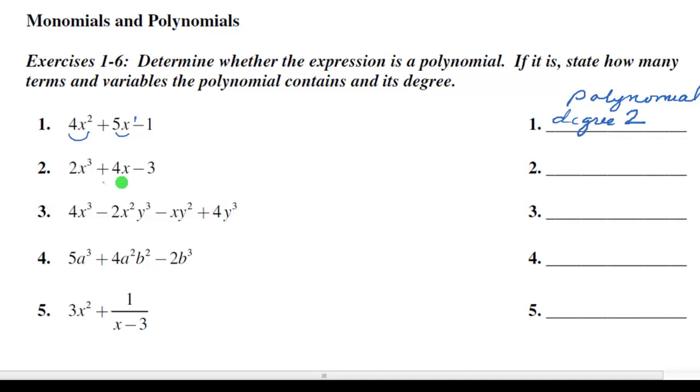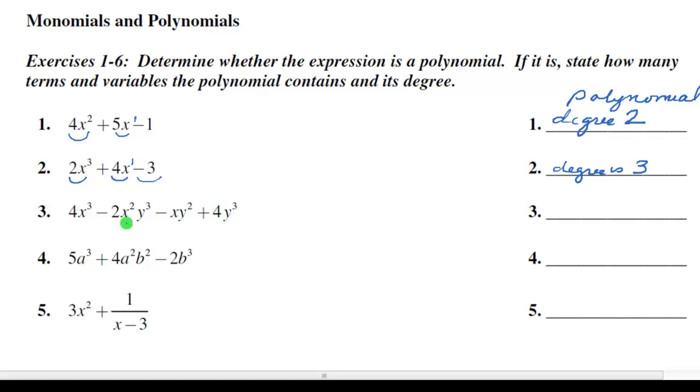Okay, let's look at this next number 2. And yes, this is a polynomial, and it has, again, three terms. 2x cubed is one term, 4x, and then your -3 is the third term. So we have a trinomial again. And then let's look at the degrees. This first term has degree 3. The next term, the 4x, has degree 1. And the -3 has degree 0. So the degree of the entire trinomial is 3. Okay.